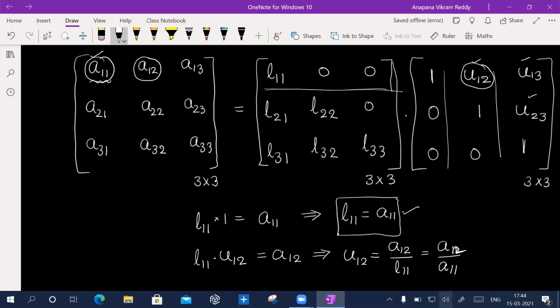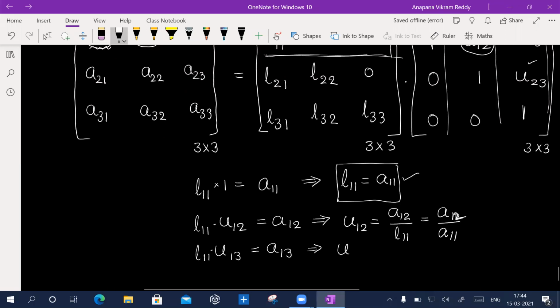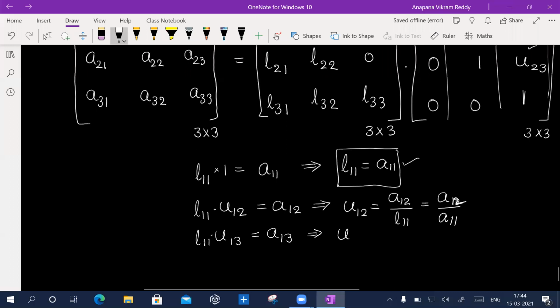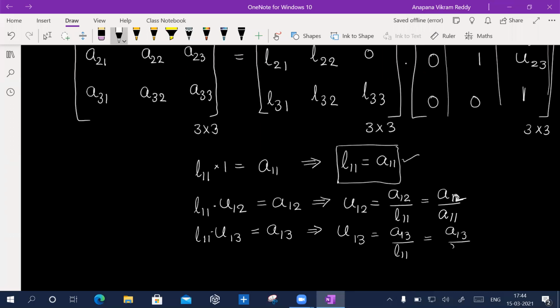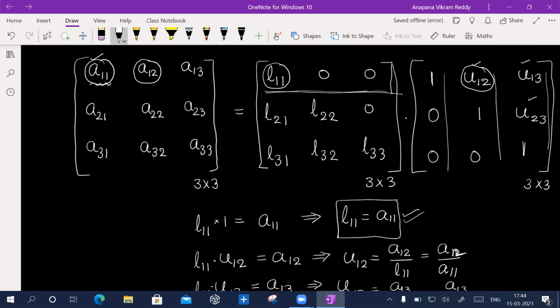Similarly, how do I find U13? Same story: first row multiplied by the third column of the U matrix. So I get L11 U13 equal to A13. It's getting stuck again, I'm sorry, it is not responding properly today. So U13 is equal to A13 by L11, which is A11. So L11 is the very first element of the A matrix, U12 is the second element by the first element of the A matrix, and U13 is the third element by the first element of the A matrix. So the first row of L and the first row of U can be found.